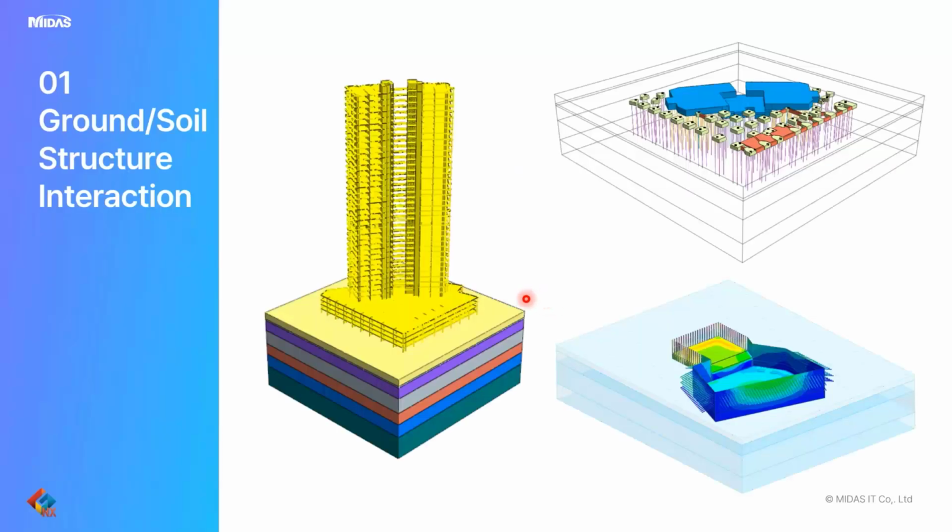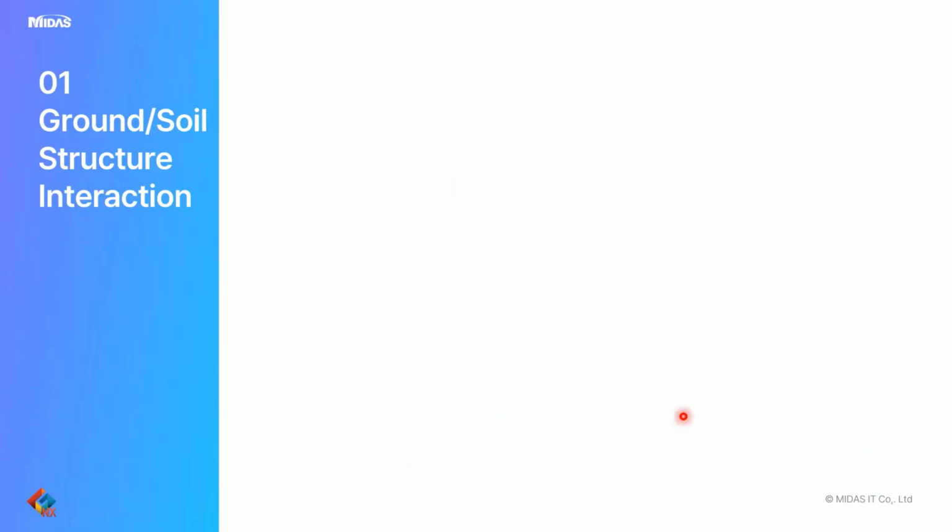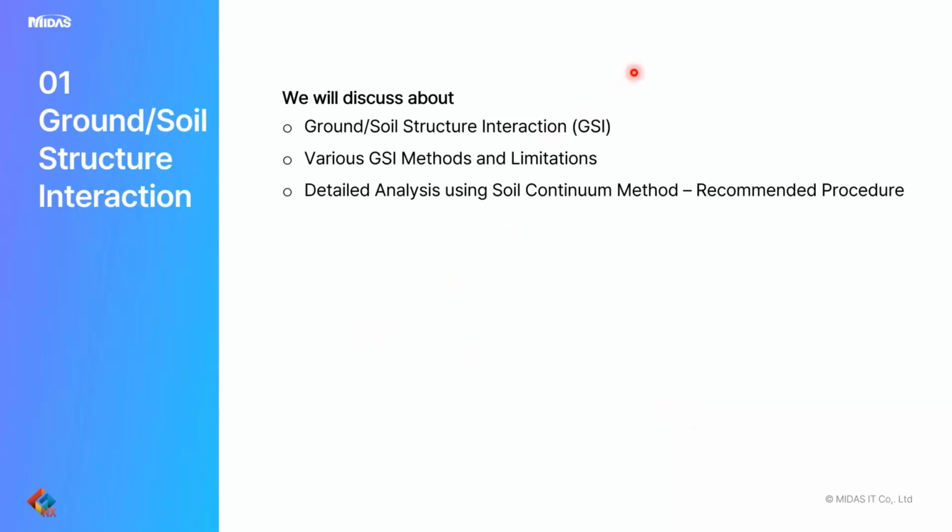When we talk about ground structure interaction, overall, it is an interaction between the ground and the structure, as simple as that. And that can be useful in high-rise building projects, in deep excavation projects, in tunneling projects, in all the projects wherein the structure is interacting with the soil. In this session, we will be discussing what ground structure interaction is and why it is needed. Later on, what are the various methods used by the industry, and the limitations accordingly. And then we will talk about the detailed analysis using the soil continuum method, which is the recommended procedure.